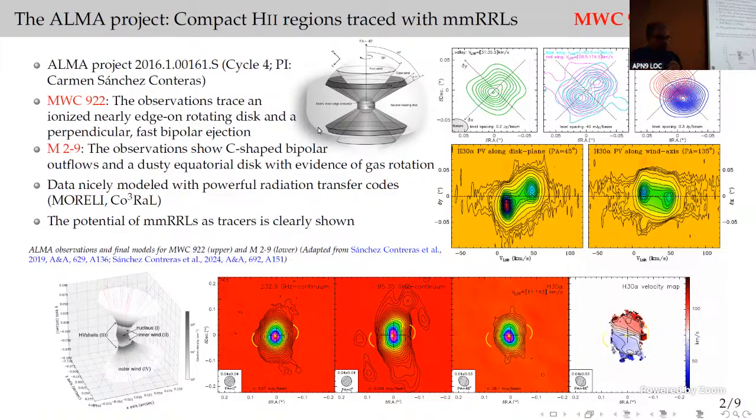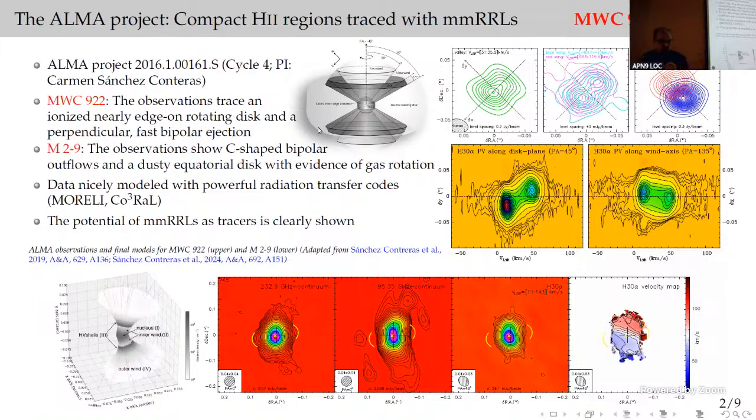So, taking this in mind, Sánchez Contreras et al. decided to take advantage of the fact that dust is optically thin in the millimeter range to observe the free-free continuum emission and the recombination lines coming from the H II regions of three different stars with compact H II regions large enough to be resolved with interferometers. The three stars observed were a Be-type star called MWC 922, the young planetary nebula M2-9, and the planetary nebula CRL 618.